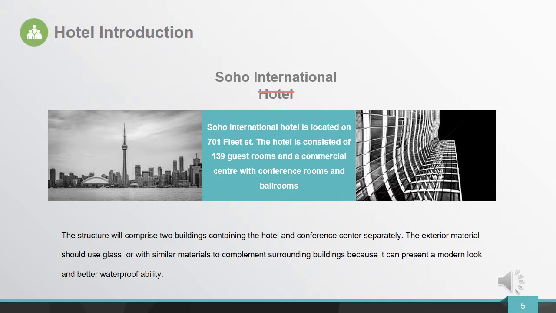The Soho International Hotel is located on 701 Fleet Street. The hotel consists of 139 guest rooms and a commercial center with conference rooms and ballrooms. The structure will comprise 2 buildings containing the hotel and conference center separately. The exterior material should use glass or similar materials to complement surrounding buildings because it can present a modern look and better waterproof ability.